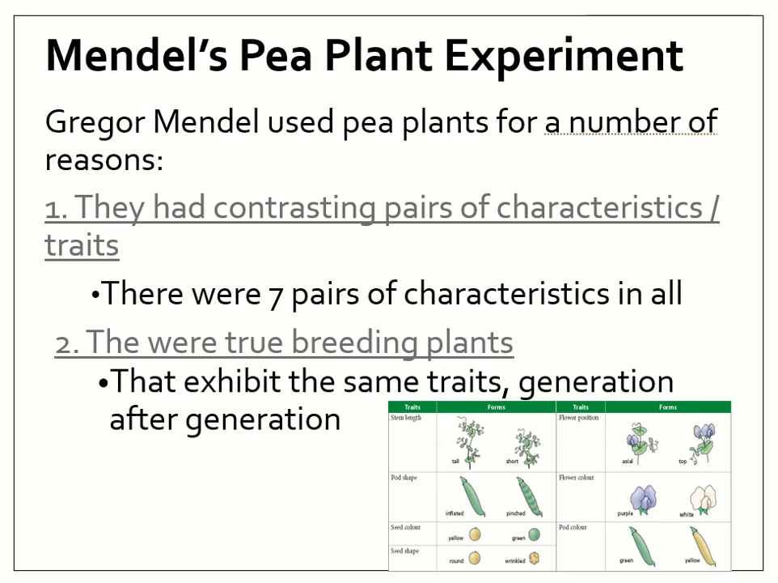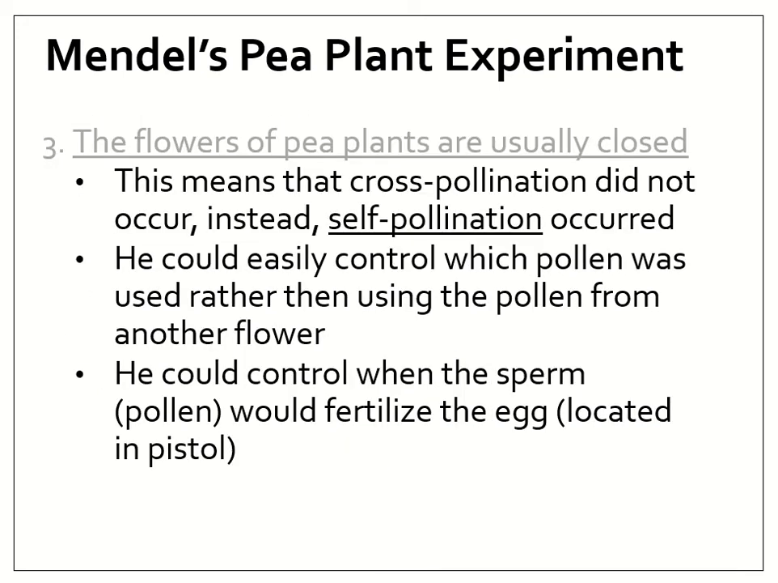They were true breeding plants, which meant generation after generation, those traits didn't change. They stayed the same. And they were a closed population, which means that he could control the pollen to another flower and allow for fertilization to happen.